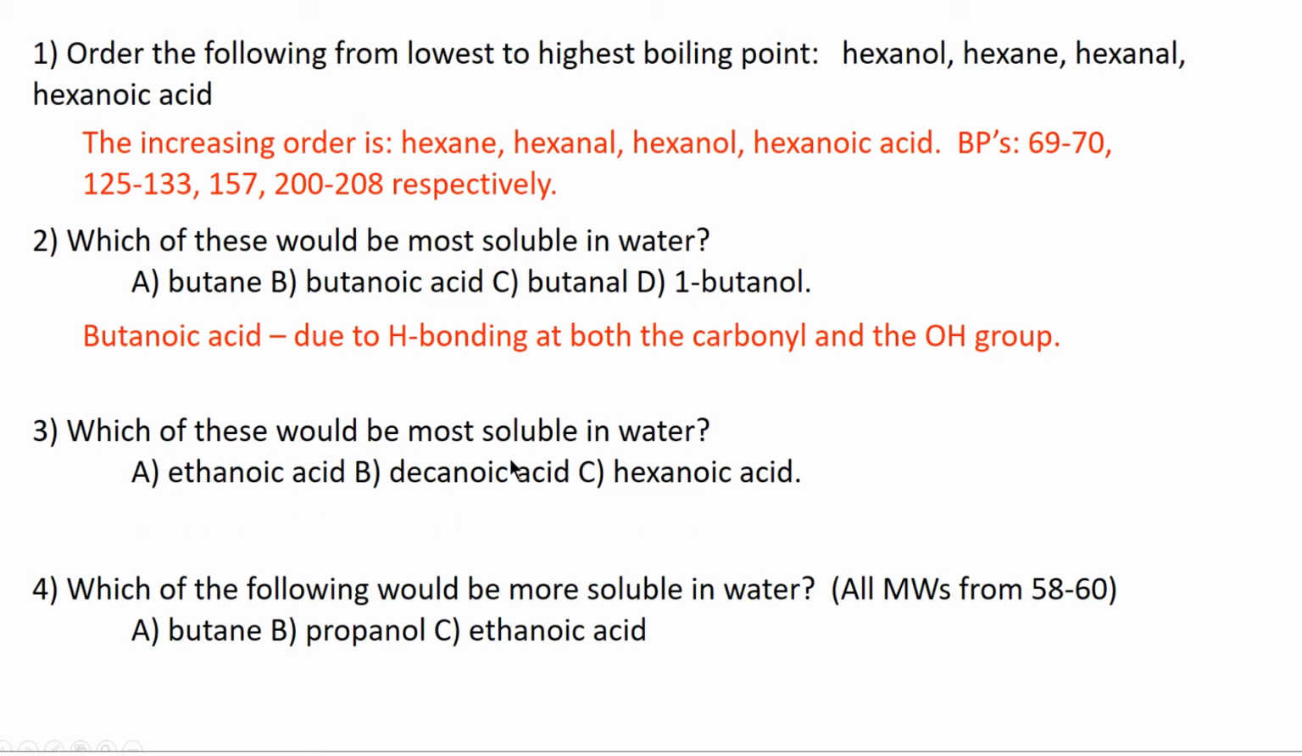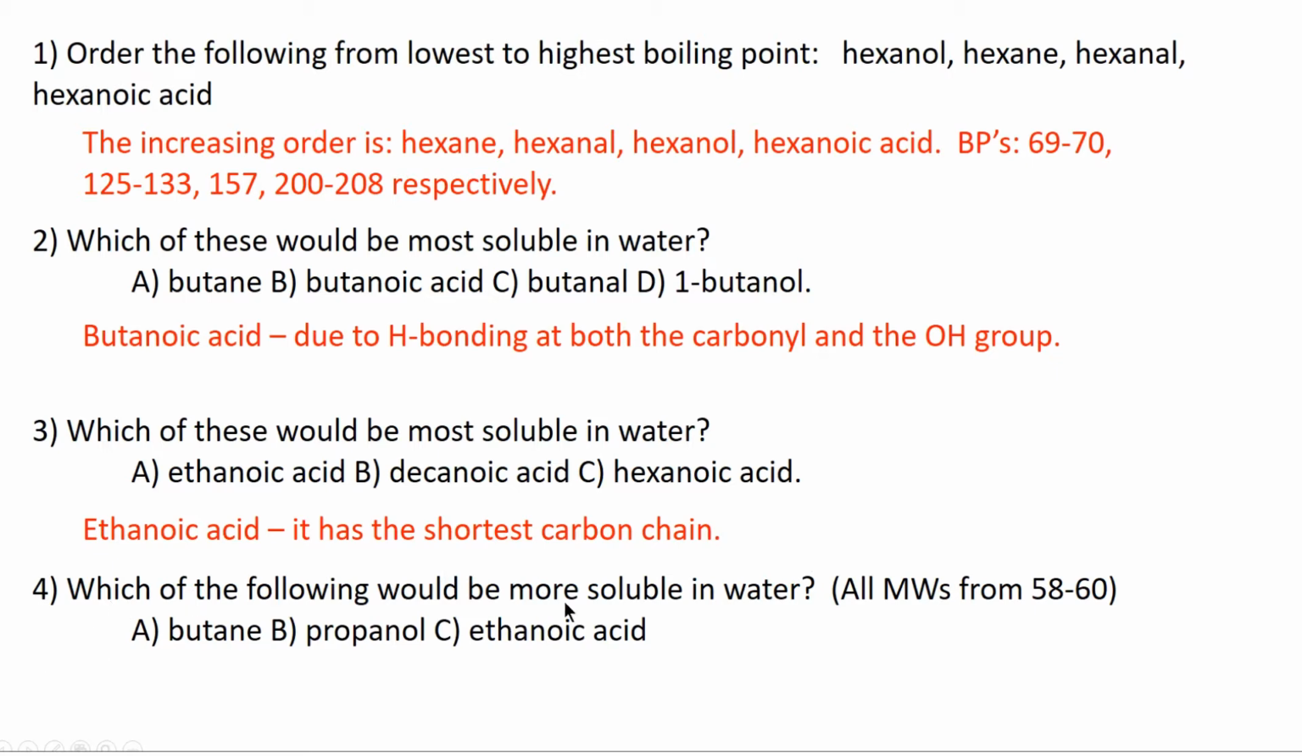Which of these would be the most soluble in water? So again, I'm asking about the most soluble in water. So we have ethanoic acid, decanoic acid, hexanoic acid. Oh my goodness, they're all oic acids. So what do I do? So if you recall, if it has less than 5 carbons, the more soluble it is. Or the smaller the number of carbons, the more soluble it is. So ethanoic acid has the least number of carbons, so therefore it's going to be the most soluble.